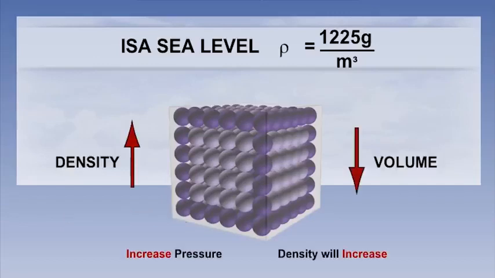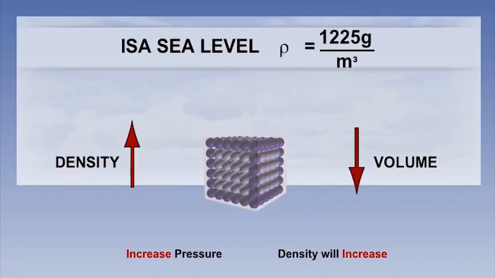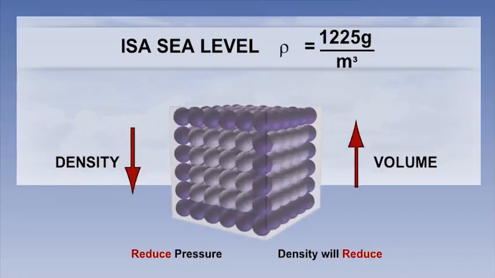As we increase the pressure surrounding the parcel of air, you can see that it gets compressed. This causes the density to increase. We're keeping the mass the same, but reducing the volume. Conversely, if we reduce the surrounding pressure, the parcel will expand and the density will reduce. Again, the mass is the same, but this time the volume has been increased. Physical experiments confirm that density is proportional to pressure.